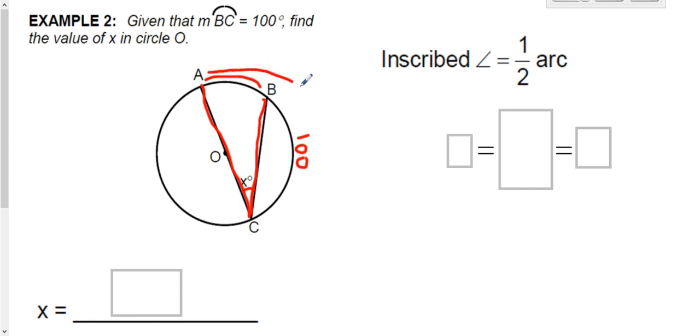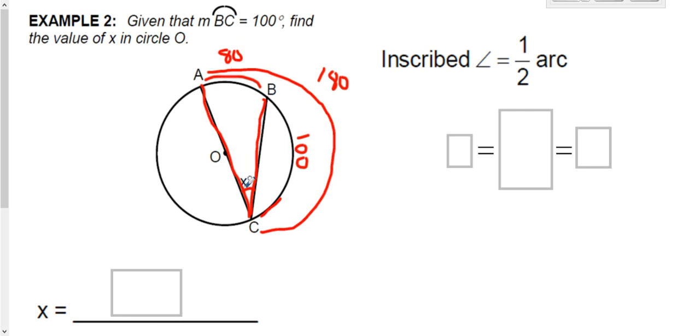If we take this half circle, going a little outside there, but this half circle right here is 180 degrees. So if we take away this piece right here that's 100, we know that this arc right here is 80, that's associated with this angle right here.